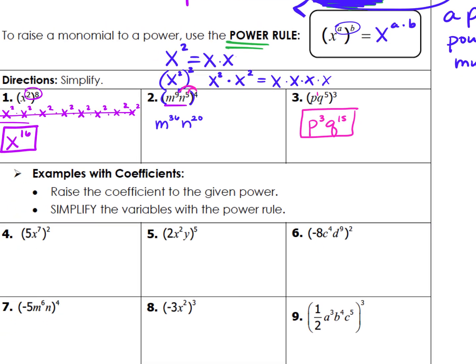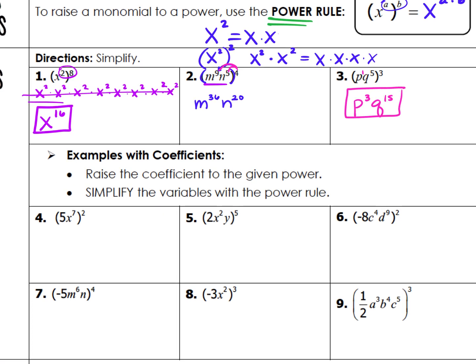Okay, here's where it gets a little hairy. Because now it's not just variables taken to powers. Now we're going to throw some coefficients in. What's a coefficient? A number out in front of a variable. If I'm going to raise a coefficient to the given power, I'm essentially saying take that number to that power. Then you'll simplify the variables with the power rule. So just like we did before, when it was multiplication, we multiplied those numbers out in front, and then we did what we needed to do separately to the exponents.